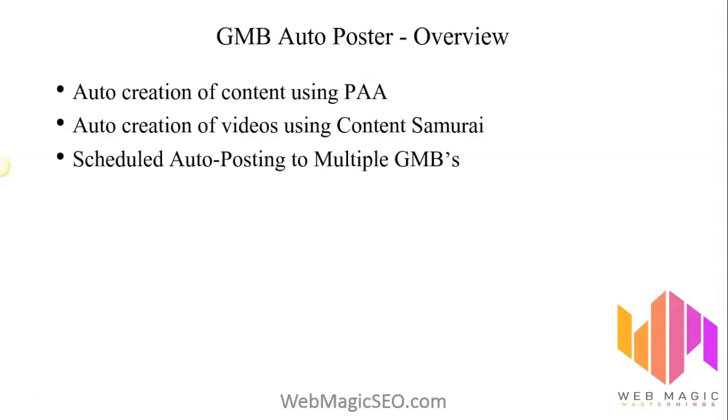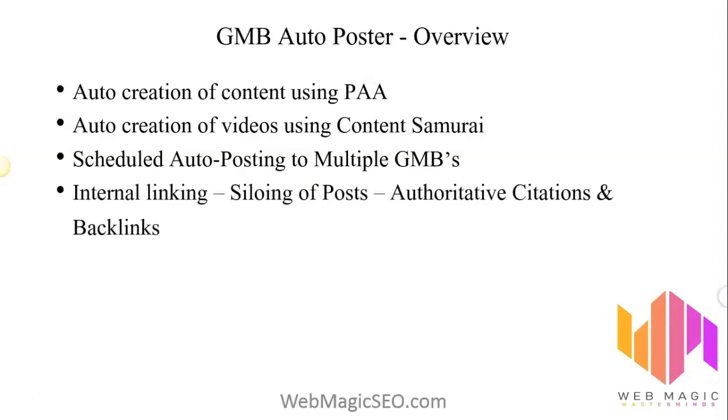And probably the biggest benefit is the scheduled auto posting to multiple GMBs, right? So if you're running a bunch of different GMBs on a lot of different Google accounts, you can set that all up and just automatically drip feed the posts to those accounts. You'll also get internal linking, siloing of your posts, and authoritative citations and backlinks coming from YouTube. This is going to help you rank. It's going to increase your proximity for your rankings, get you more rankings for more keywords so you can get more phone calls, and ultimately more leads for you and or your clients.